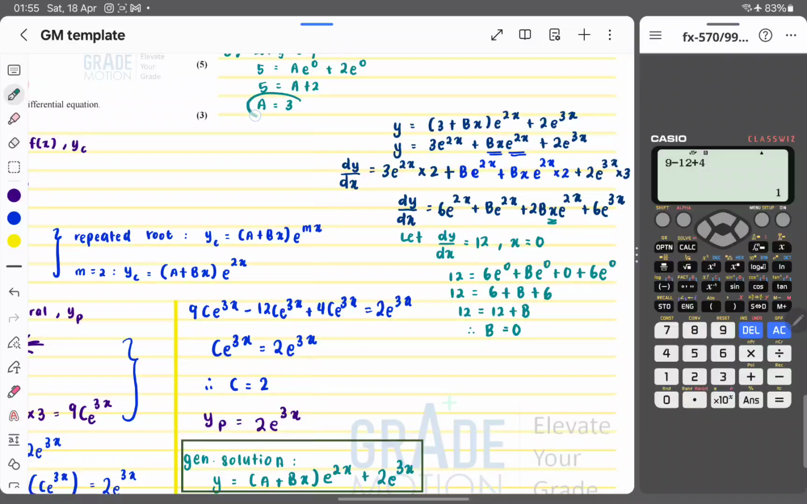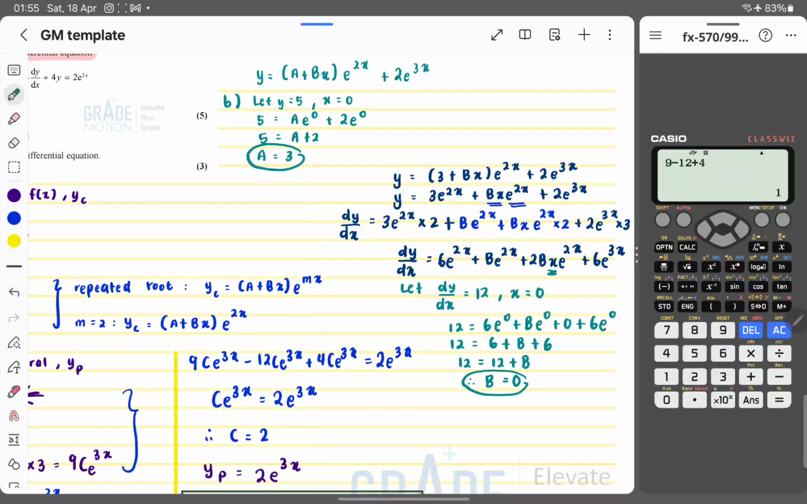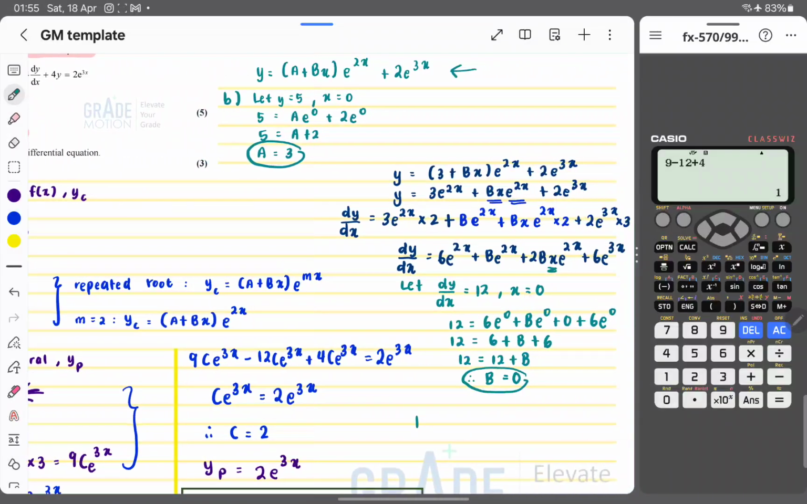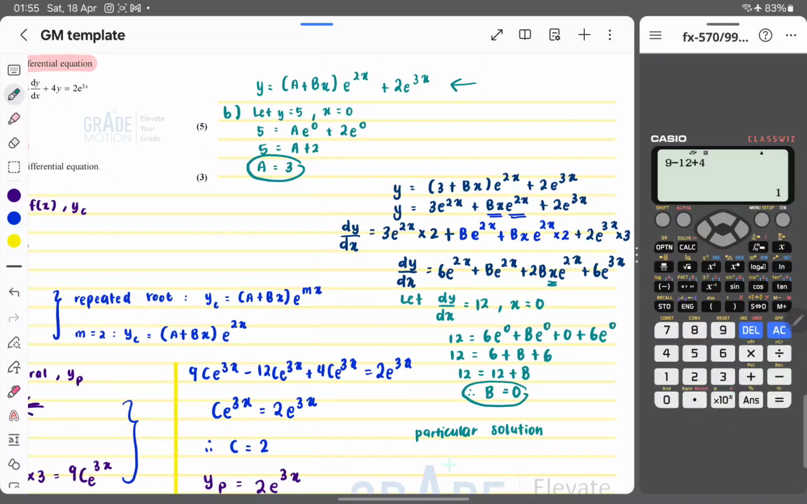Notice that we already found our a and we already found our b. We can substitute into our general solution. Therefore, our particular solution would be, we have two, we can opt to substitute into this one or the one that we already expanded. Whichever you want. Both would be correct. Let me just take from the first part.